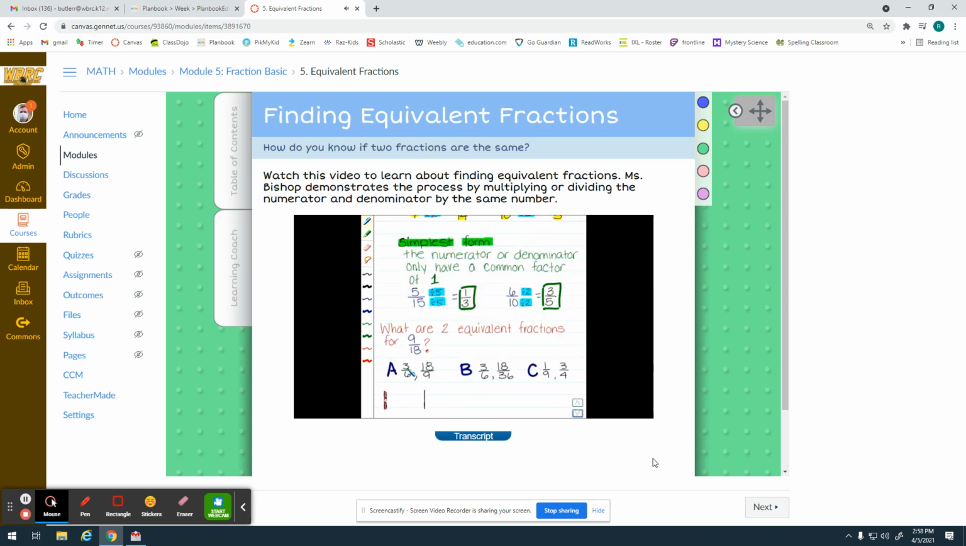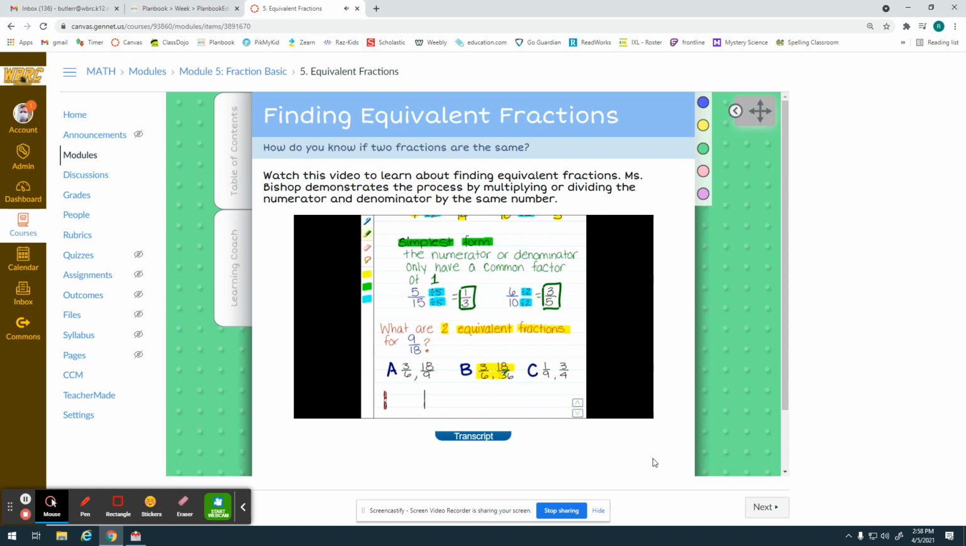Okay, so now that we learned all about equivalent fractions, I'd like you to show me 2 equivalent fractions for the number 9/18. Is it A, B, or C?